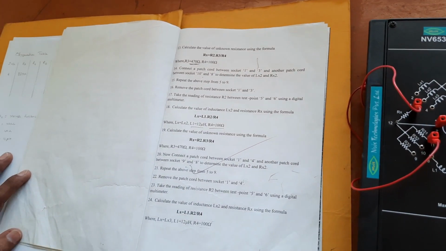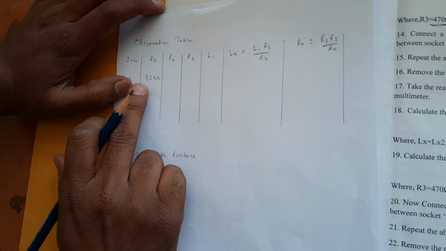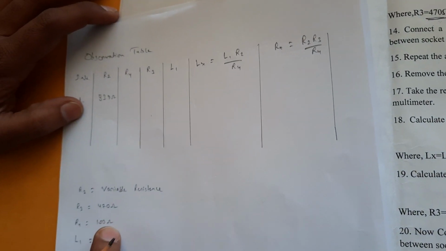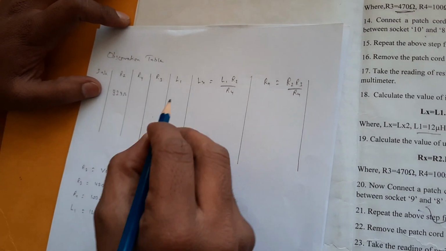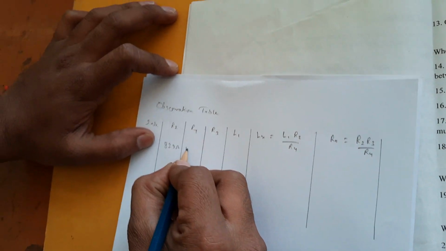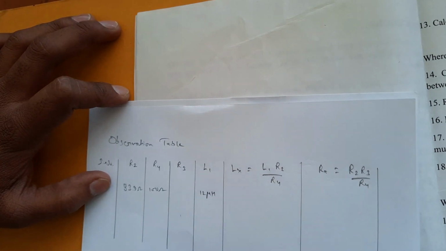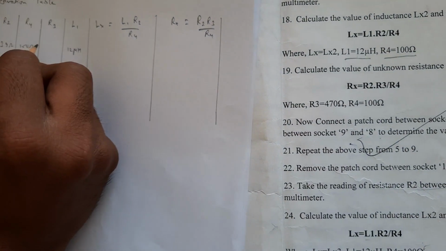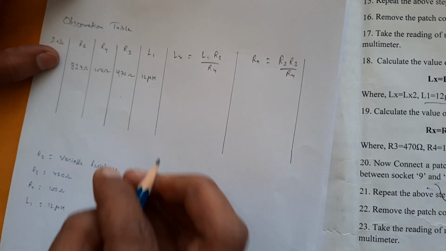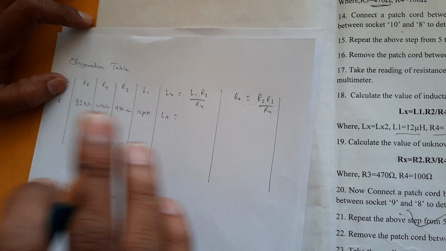Now we already have our variable resistance R2, which is measured 83.9 ohms. Your R4 is already given, 100 ohms, and your L1 is already given, 12 microhenry. Similarly your R3 is also given here, 470 ohms. Now your Lx can be calculated using these readings. Now you need to calculate this.